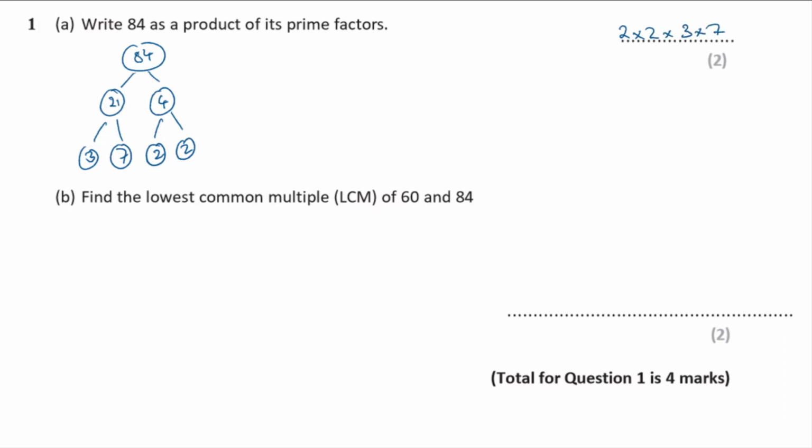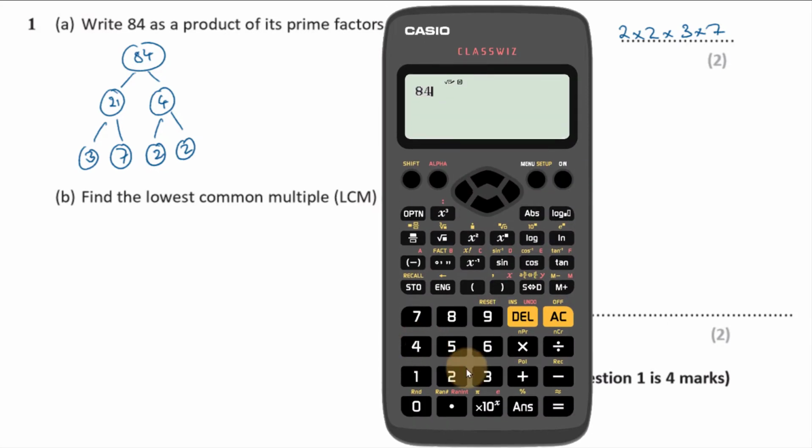Now there is a quicker way. If you've got a Casio calculator, you can just type in 84 equals and then press shift fact, and it's going to tell you the same thing. It gives you it in index form, so it's written it down as 2 squared times 3 times 7, but you can see it's the same thing.